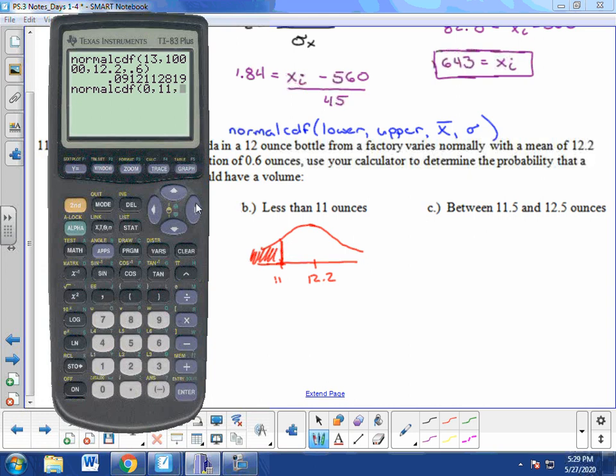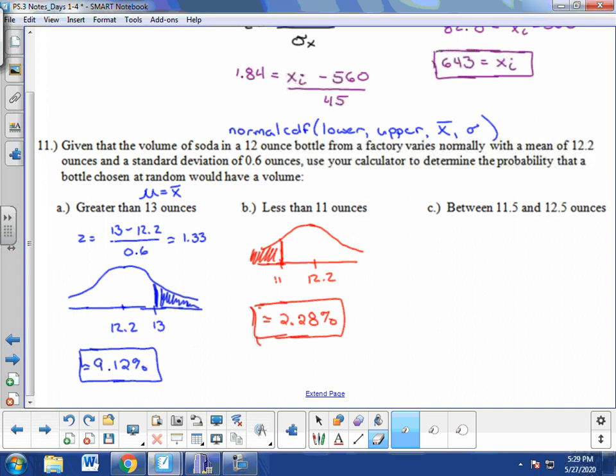Then I'm going to put another comma. I want to have my mean, which is 12.2. I'm going to put another comma. And then I want my standard deviation, which is 0.6. I'm going to close those parentheses, and then this is going to give me the percent. So approximately 2.28% are going to have less than 11 ounces. So again, this is a faster way. This is a way of using a normal distribution curve, but it's a little bit faster than going back and figuring out those percentages by hand.